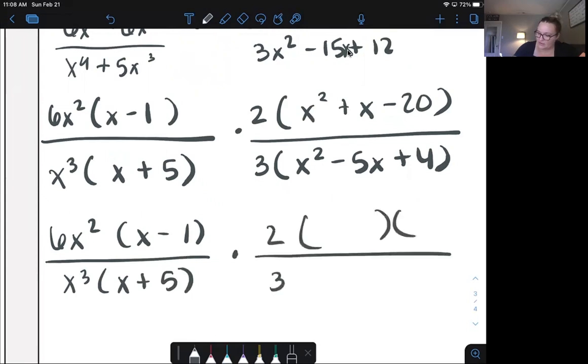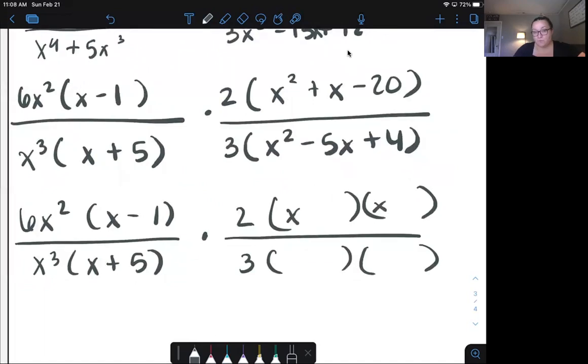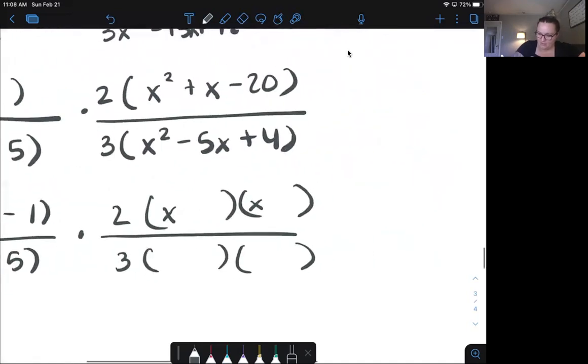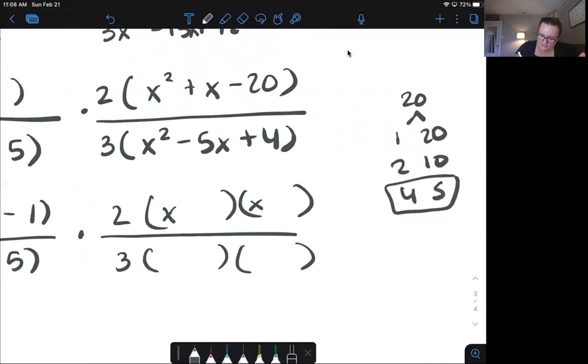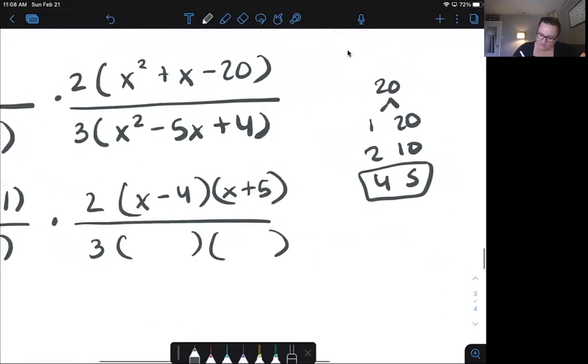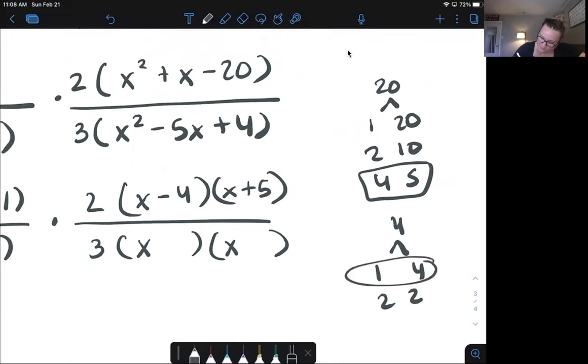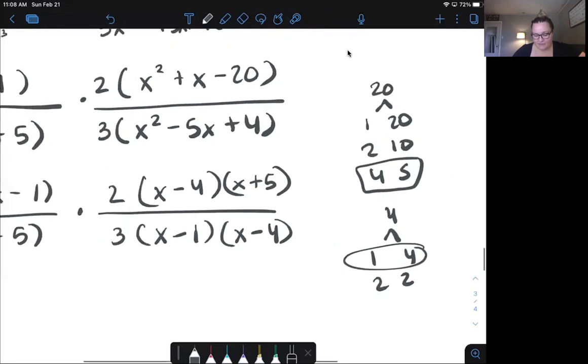All right, so we can factor these guys. So x squared plus x minus 20. x times x gets me that x squared. The 20, let's see, factors of 20 that add or subtract to get us 1 would be 4 and 5. I need a positive 1x, so I'm going to have a positive 5 minus 4. Let's see, x squared minus 5x plus 4. x times x will give me x squared. Factors of 4, 1 and 4, 2 and 2. I need to get negative 5, so I'm going to use 1 and 4. And I'm going to have negative 4 and minus 1 to get negative 5 in the middle.